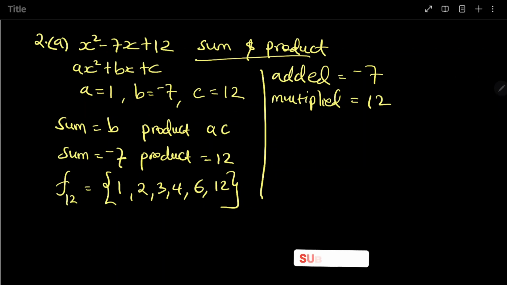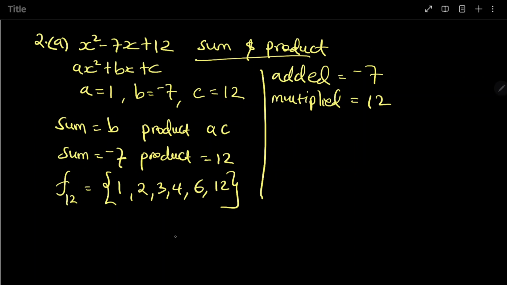And so can it be 1 and 12? Of course, no. There is no way 1 and 12 can be added to get a 7. When multiplied, it's possible, but when added, it's never possible. Could it be 2 and 6? Always pick them in pairs. It easily gives you a correct answer. Is it 2 and 6? No, because even if we add 2 and 6, it's going to be 8. If you put 1 to be a negative, really, there is no way you can get a negative 7.